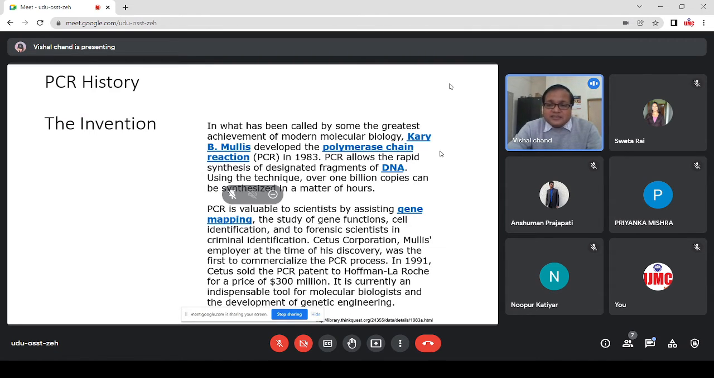So you can see that it is not some government agency who can just initiate this process of the PCR development. It is one of the companies, Cetus Corporation, where Mullis was an employee, and he generated the PCR method there. Later the patent was sold by Cetus to Hoffmann-La Roche for the amount of $300 million. You can see that this is a huge amount at that time.